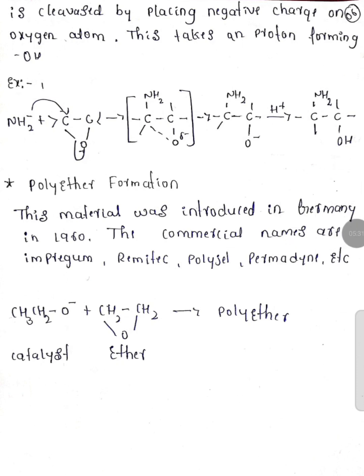Next, we have polyether formation. This material was introduced in Germany in 1960. The commercial names are Impregum, Ramitec, Polygel, Permadyne, etc.